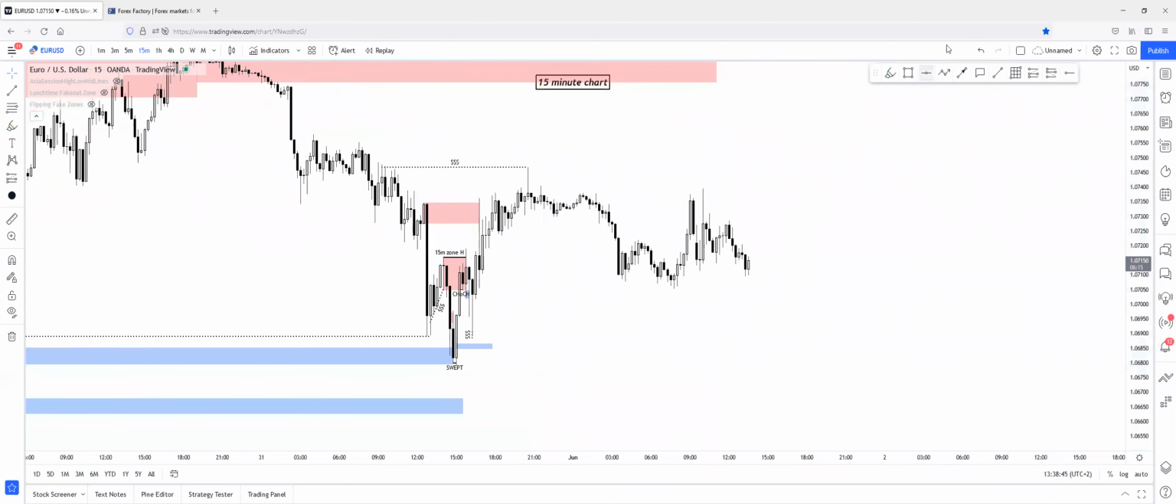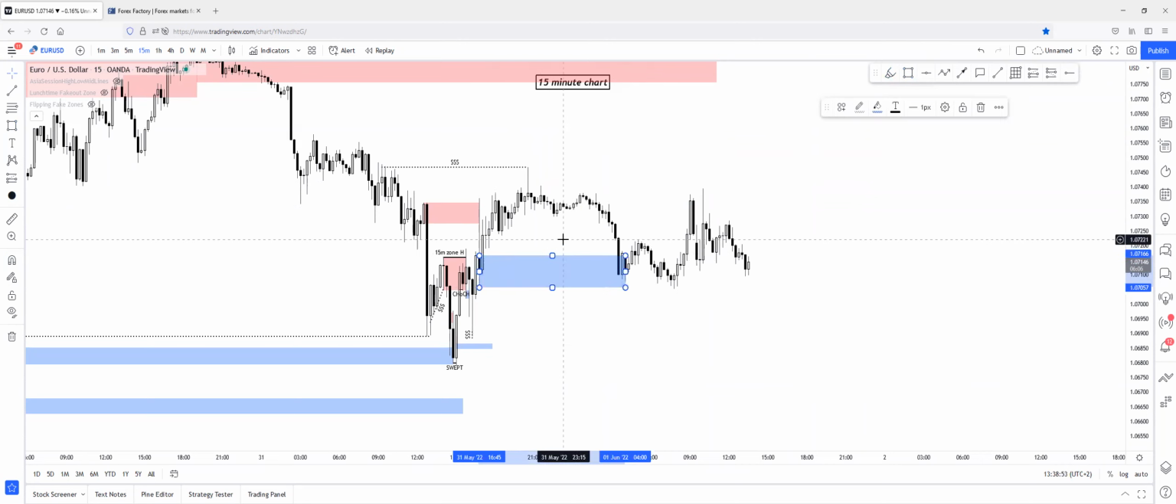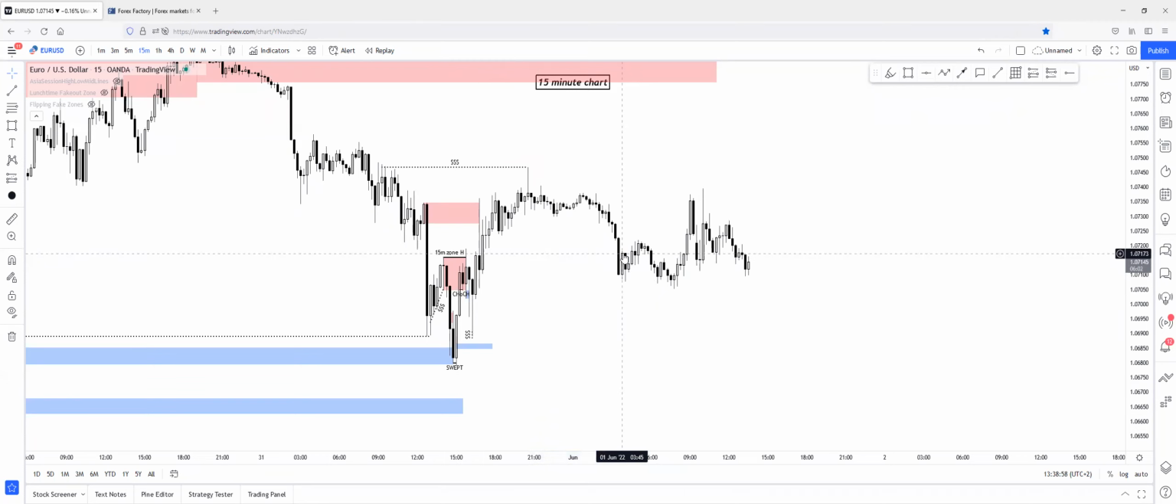So after the liquidity creation, prices created a pullback right here, as you can see. And this pullback more likely mitigated a 5-minute demand zone somewhere around here. And there should be a 5-minute demand zone. We'll find the actual 5-minute demand zone on the 5-minute chart, not on the 15-minute chart. And after mitigation of this demand zone, prices change character here, as you can see.